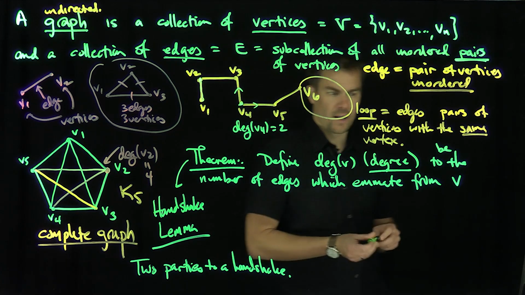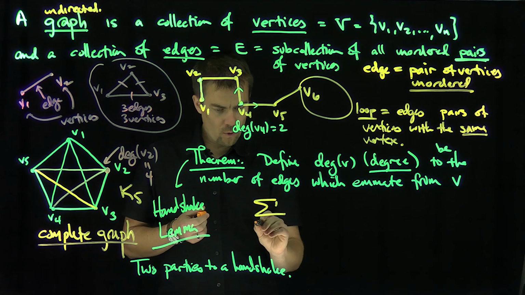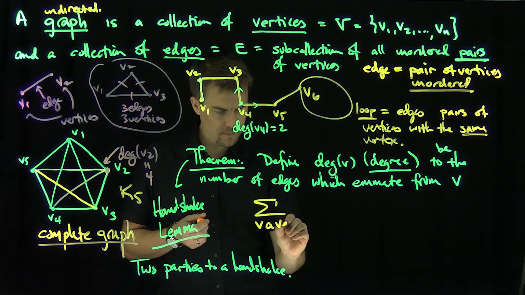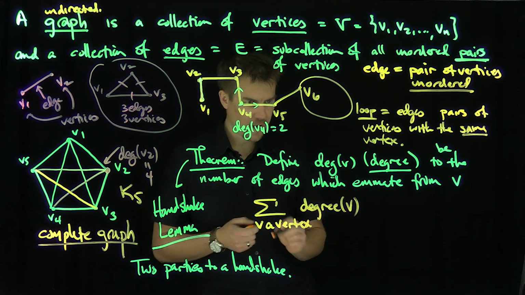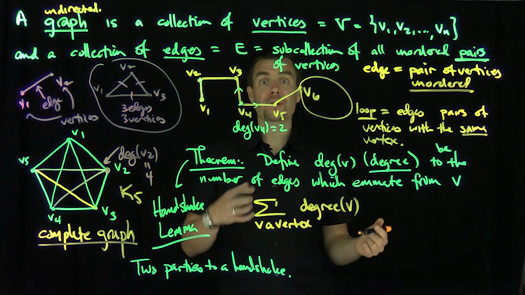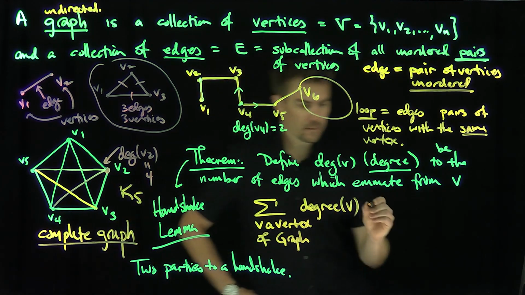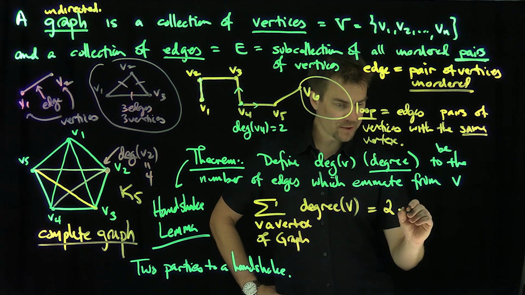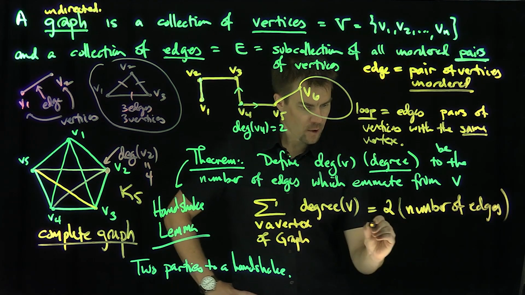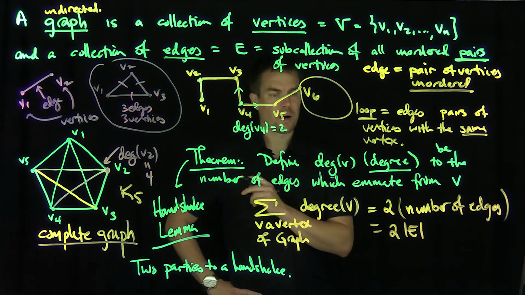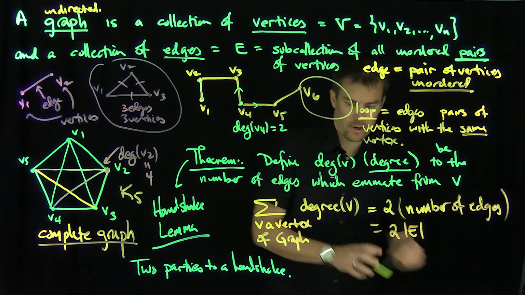Okay? And so what does our theorem tell us? It says, here's the big result, it says, if I sum over all V a vertex, the degree of V, okay? If I sum all the degrees of every vertex in the graph, I get 2 times the number of edges. Which you can write as 2 absolute value of E like that. And the proof, of course, is just the fact that there's two parties to a handshake, right? And so the proof of this is relatively straightforward, right?